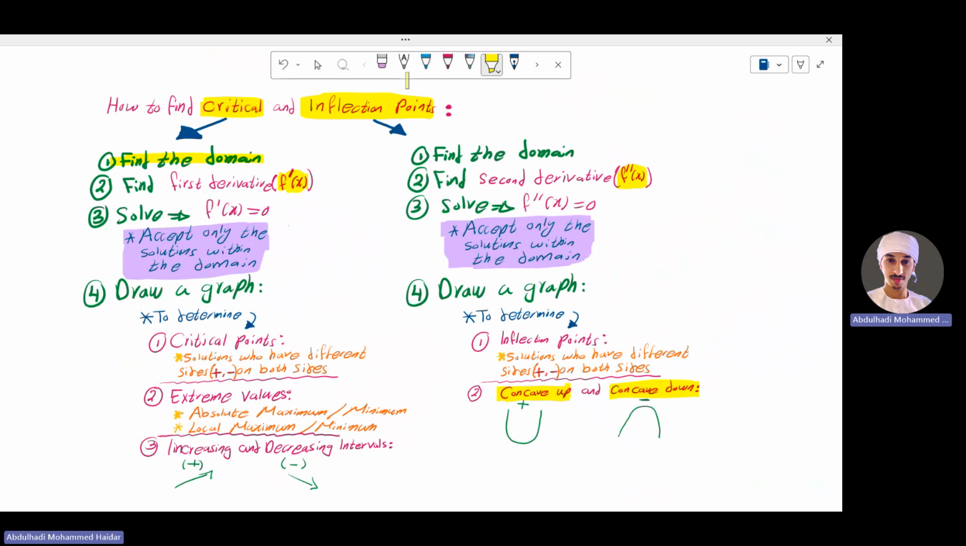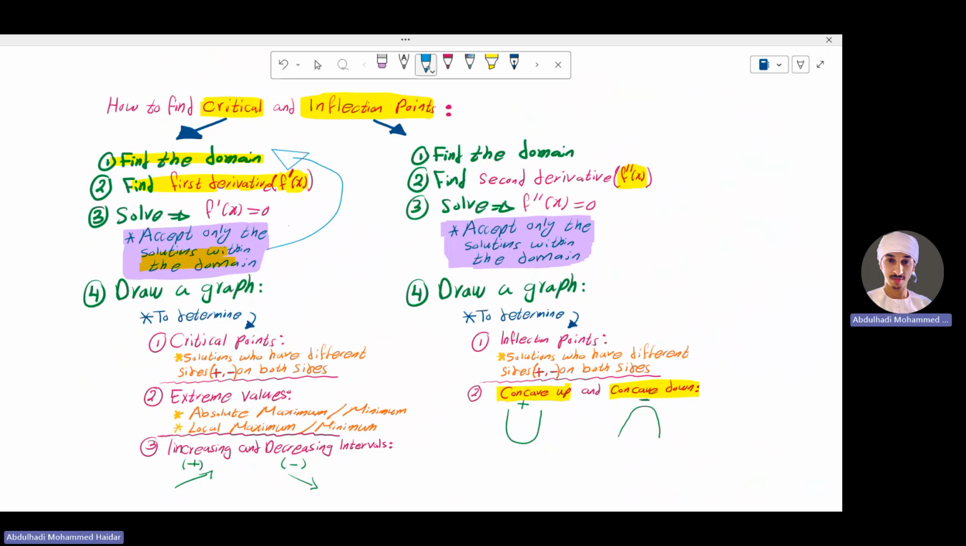And then find the first derivative. After that, you're going to solve it, so f prime of x equals 0. Here, we accept only the solutions within the domain that we found in the first step. And then we can draw a graph.